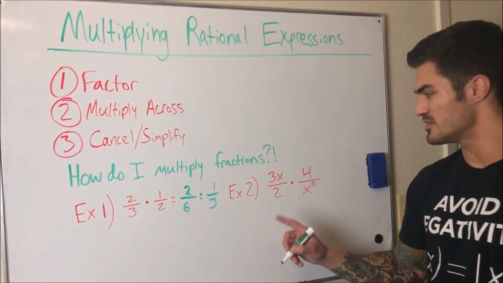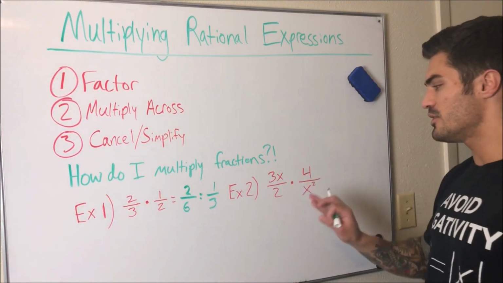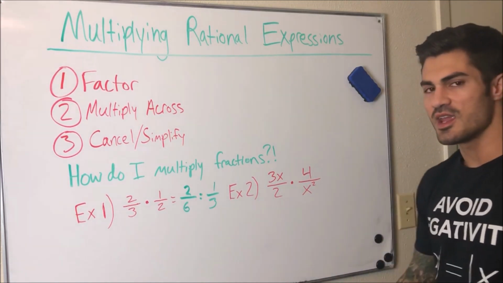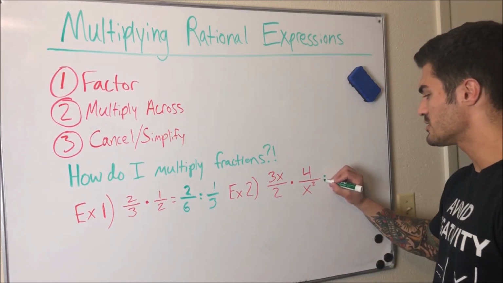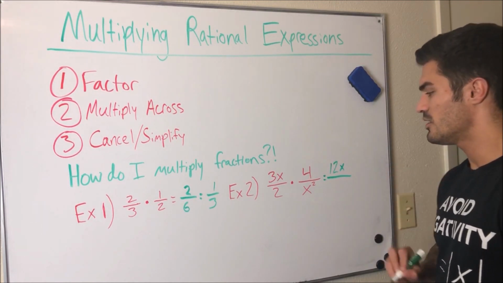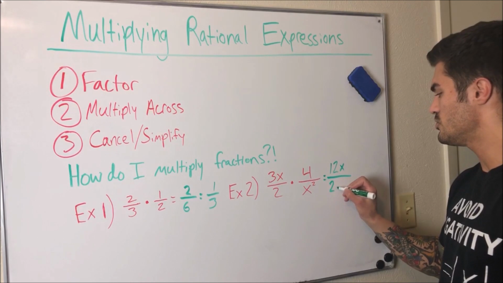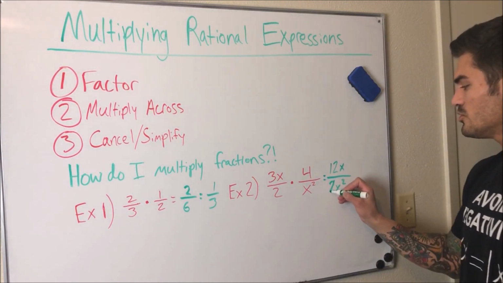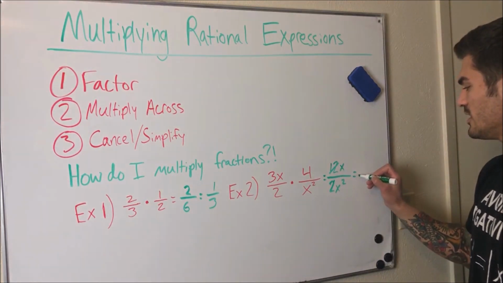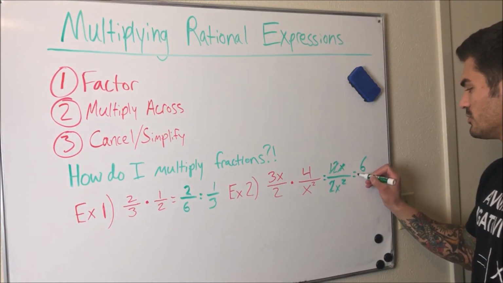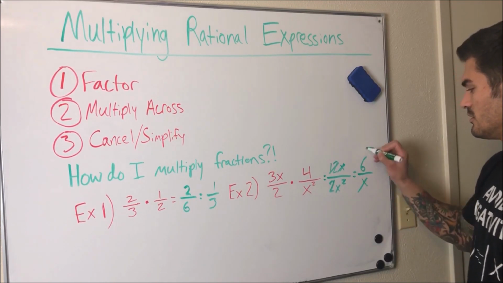Now what if we have x's involved? So in this case we got 3x over 2 times 4 over x squared. It's the same thing. Multiply the top across, so it's going to be 12x on the top. And on the bottom, multiply across, 2x squared. And now I can again simplify. The 2 will go into the 12 and that will become a 6. And the x will go into the x squared and that will be 6 over x.